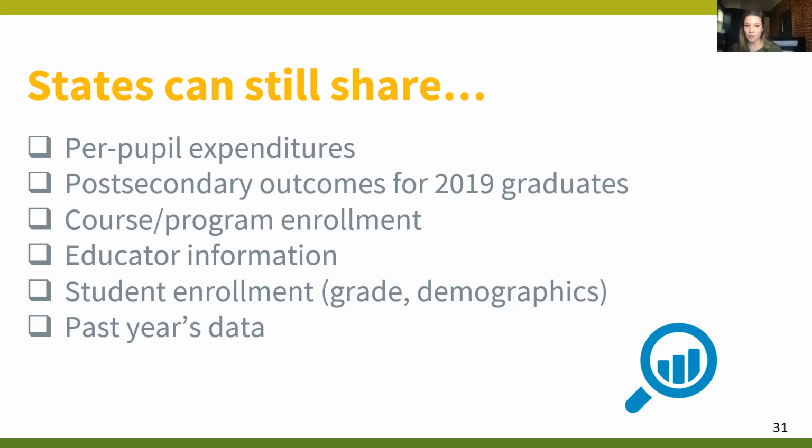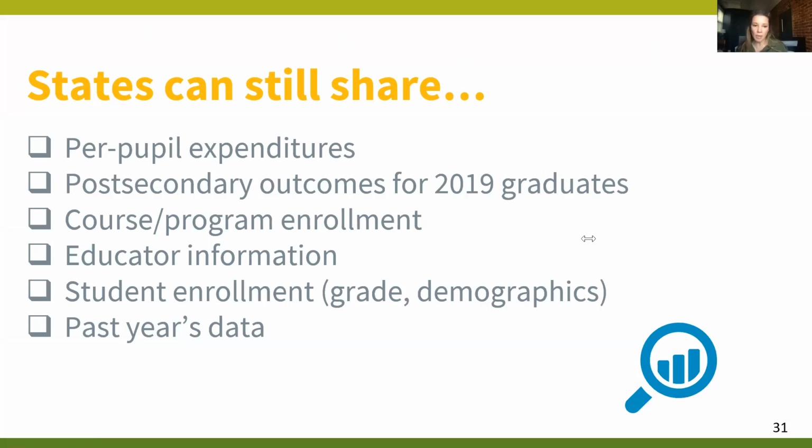Post-secondary outcomes for last year's graduates, course and program enrollment. Did kids have access to meaningful coursework in the past school year? Educator information, demographics, qualifications, the basic student enrollment, grades, demographic stuff. This kind of stuff can still come out. They still have it. They still know it. It didn't change. And that last point, past year's data, I think, is going to be huge, because we need a comparison point. That should be the point of these report cards always: to be able to understand not just whether schools were serving students this year, but have they been improving? Have they been getting worse over time?